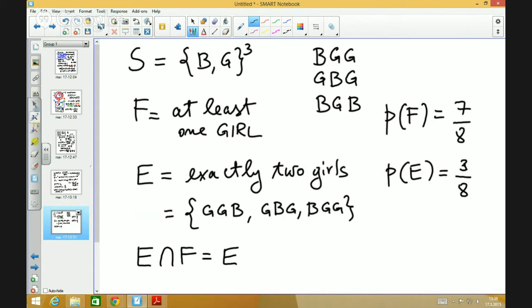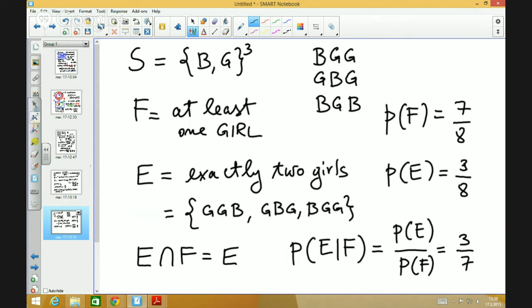At least 1 is more generous. So for instance, you can have girl and then boy, boy, then you have at least 1, but you don't have exactly 2. Well, actually, that's not quite right. You should never believe what I say.